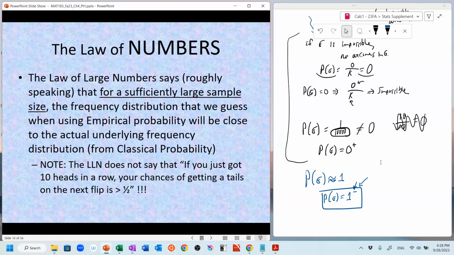But really what the law of large numbers is saying is, well, okay, you got 10 heads in a row. That's kind of a strange event to happen under a fair coin. But if you keep flipping that coin long enough, if you collect a large sample, say 10,000 flips, 10 million flips, you're probably going to see a sequence of 10 tails in a row somewhere that'll balance that out eventually. So that's really what the law of large numbers is saying.